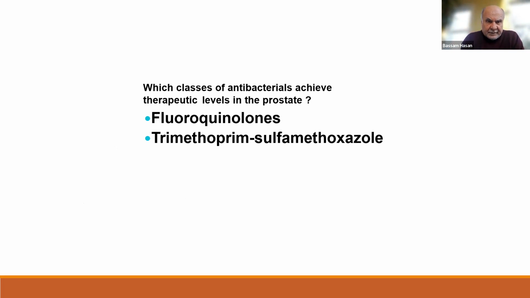Okay, prostate. Which classes of antibacterials achieve therapeutic level in the prostate? Only fluoroquinolones and trimethoprim-sulfa. The other antimicrobials really do not reach enough levels in the prostate to treat acute or chronic prostatitis. So these are the good choices, unless you demonstrate resistance, then you have to use other groups for a prolonged period of time.